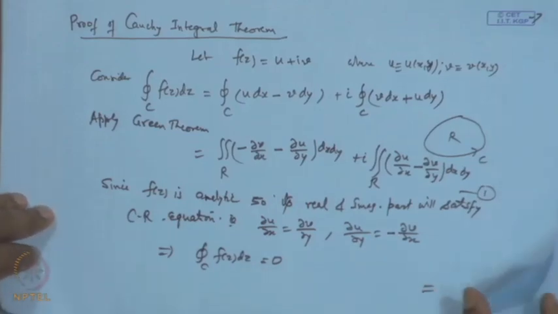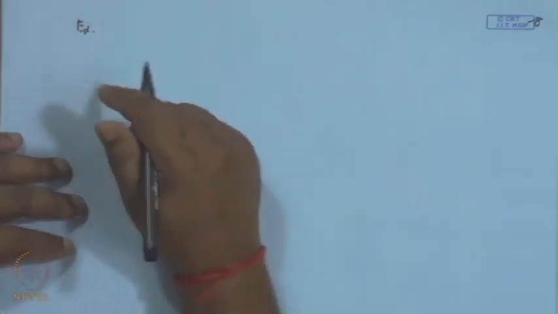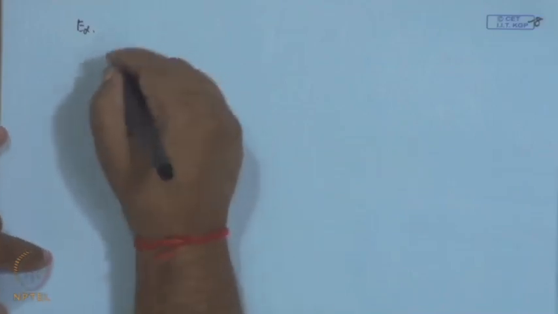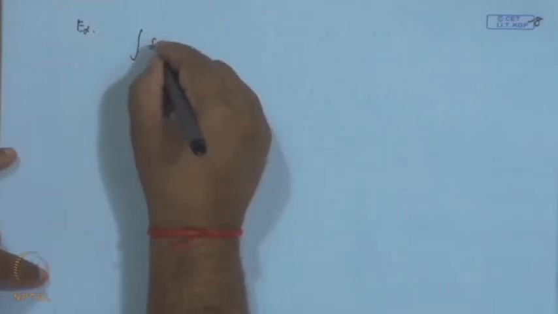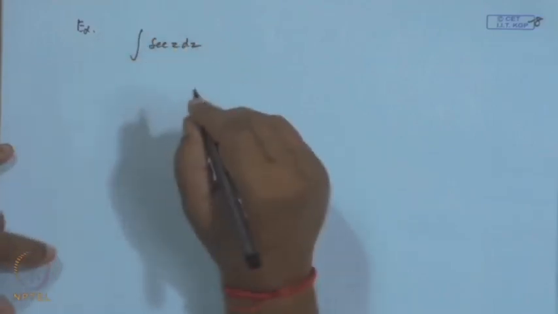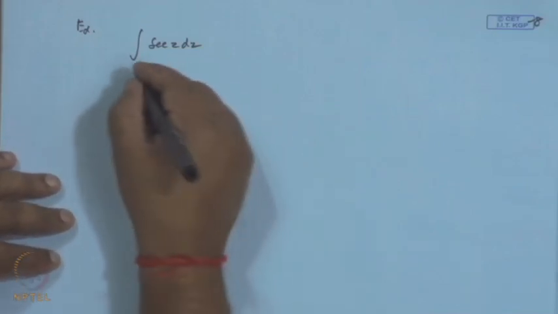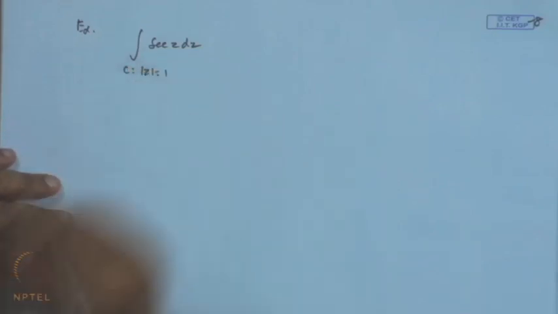Now, let us see a few examples which will show the direct application of the Cauchy integral theorem, though somewhere we will also see cases which do not contradict the Cauchy integral theorem even though the integral comes out to be 0. Let us see the example. Suppose I want the integral of the function sec z dz over the curve C, which is mod z equal to 1.